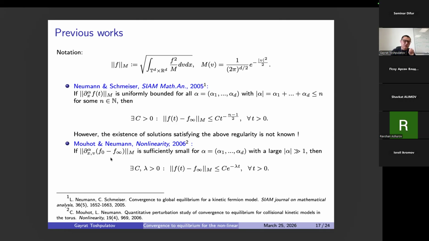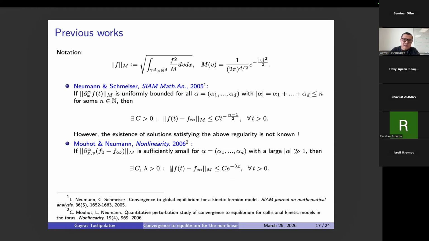If the initial data is sufficiently small, it's a local theory. The initial data has to be close to this F infinity. There exists a lambda, we don't know how big lambda is. They can compute it explicitly, depending on the size of this norm. So there exist constants and lambda, and we have this bound.